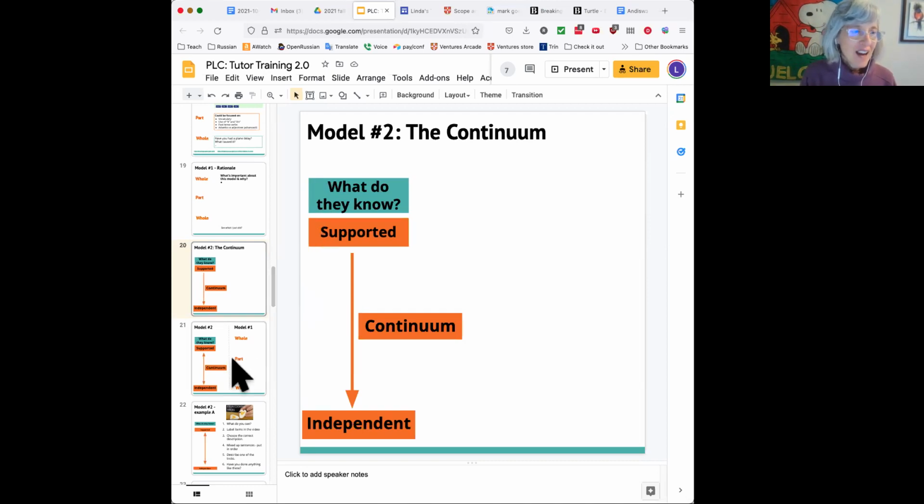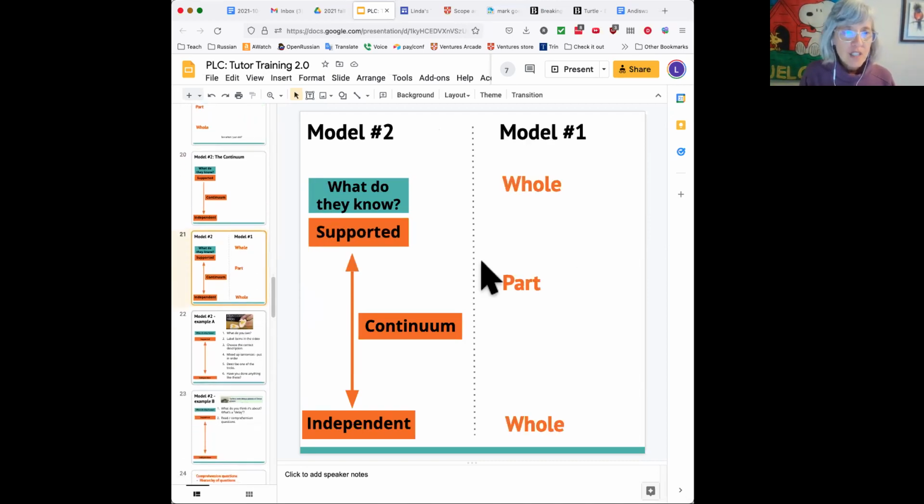Okay, so before we go into examples, I just wanted to line it up with whole, part, whole. The whole is generally up here, right? We're looking at the text or the video or the picture, whatever it is, and discussing it as a whole piece before diving down. All of this falls into the part. We're going to figure out which part we're going to work on, and we're going to start at supported and move down the continuum, and then we're going to end up back at the whole, and that's when they get the chance to practice independent use, where it's more open-ended.